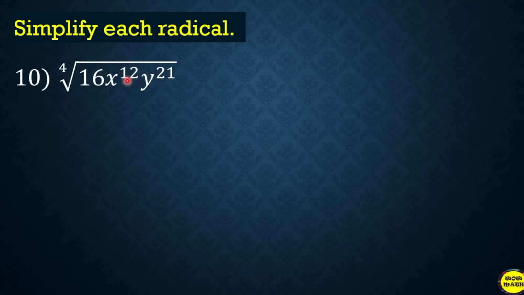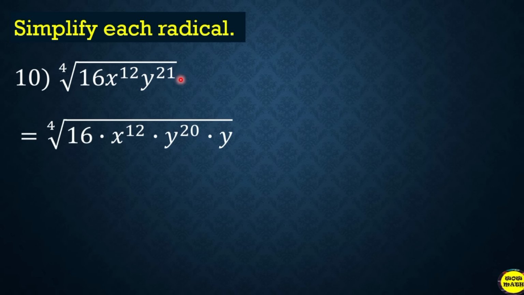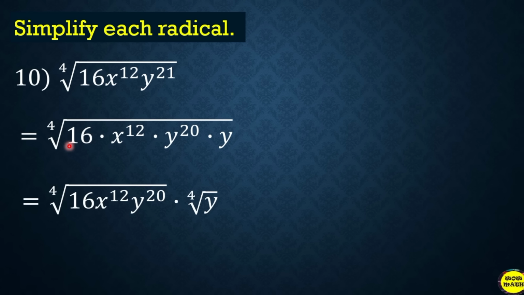Si 12, pwede natin divide kay 4. Si 21, hindi pa. Yun ang paghiwalay natin. So, that is 16 times x to the 12th power times y to the 20 times y. So, kasi si 20, pwede na i-divide kay 4. Okay, pagsamahin lang natin.